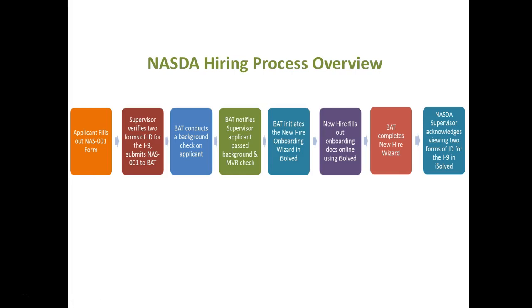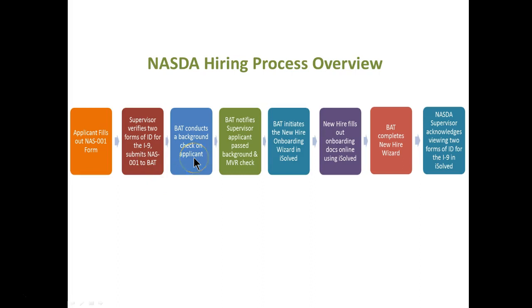At the same time as the enumerator or the new applicant is filling out the NAS 001 form, the supervisor is going to verify two forms of ID or one form of ID if it's from list A. Then once the supervisor has verified those forms of ID, they're going to make sure that they've taken down the document type, the issuing authority, and the identification number, as well as the expiration date if there's any. Once that has been accomplished, they'll submit the application to the budget accounting technician.